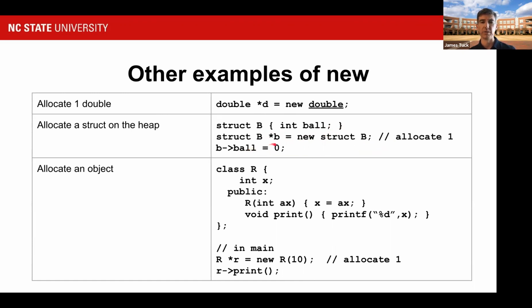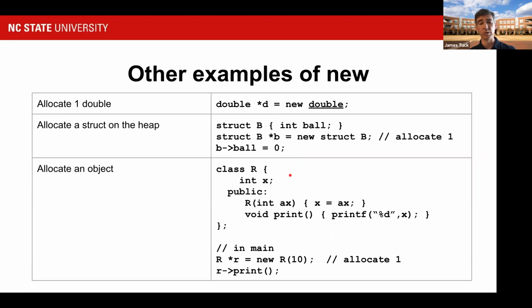And then hopefully, if you recall, if you have a pointer to a struct in C, then you use the arrow operator to access one of its fields, and so b arrow ball equals 0 sets the ball field inside this struct equal to 0.